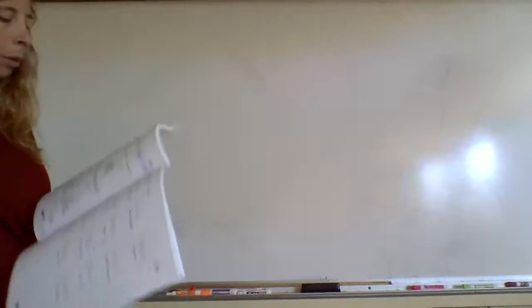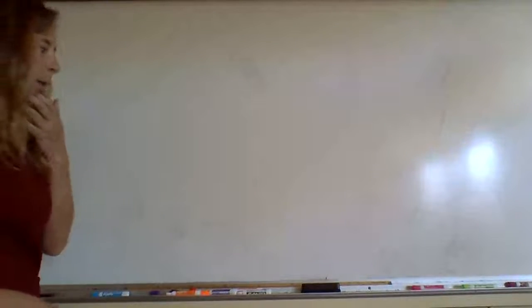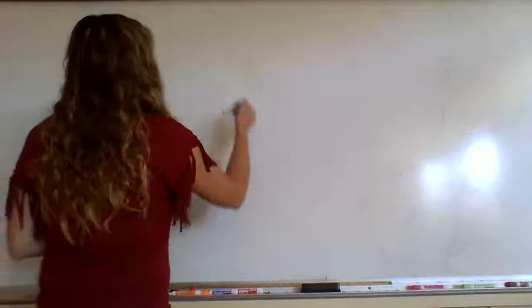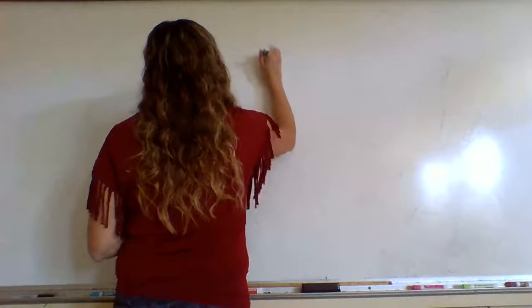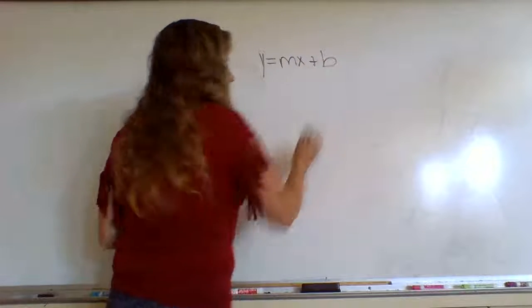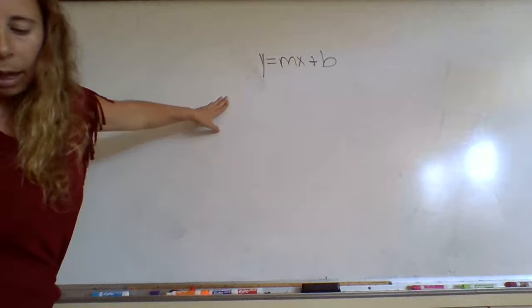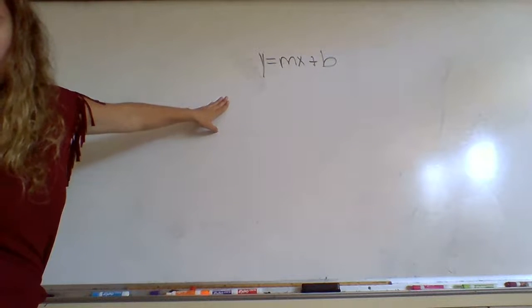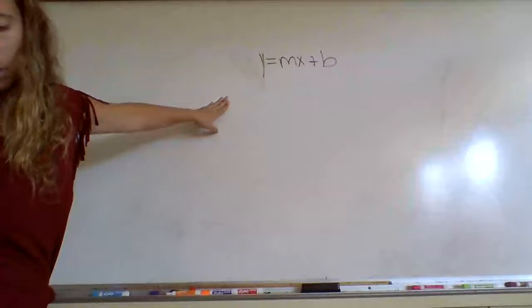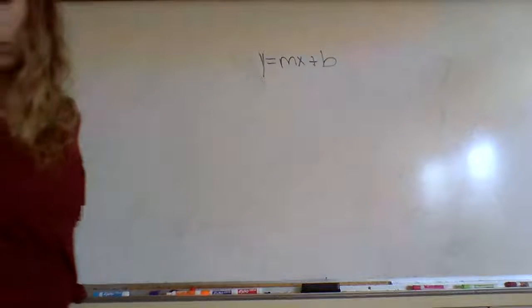All right, 4 through 6, you have to write each equation in slope-intercept form. That's y equals mx plus b. All right, you want that form. And then based on the slope-intercept form, determine whether the system has 0, 1, or infinitely many solutions. How do you know?